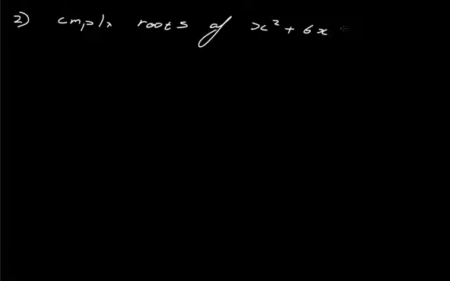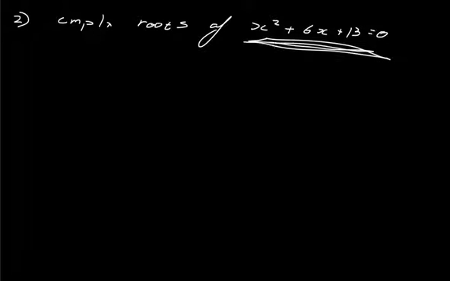Okay. Question 2 says: determine the complex roots of x squared plus 6x plus 13 equals 0. So what they're basically saying is factorize this equation, because that's what you do to find the roots. You factorize.